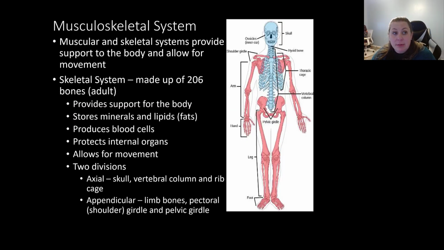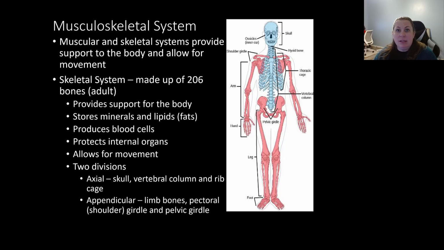All right, our next system we're going to talk about is the musculoskeletal system, which is technically 2 systems put together, the muscles and the skeleton. The muscular and skeletal systems provide us with support of our body. It helps give us our shape, but it also allows us to move. Remember, animals are supposed to be motile, or move, at some point in their life.